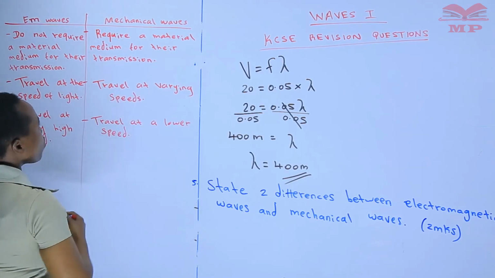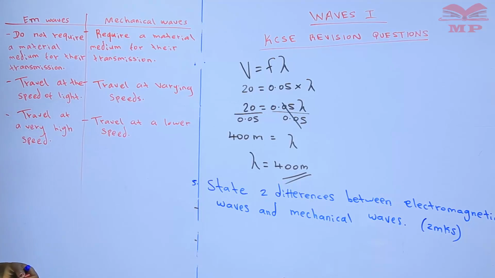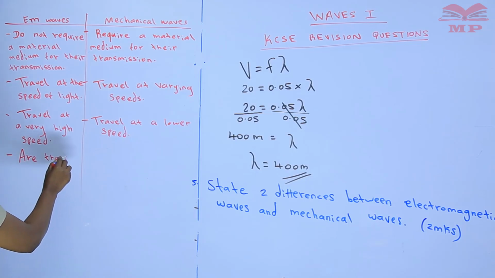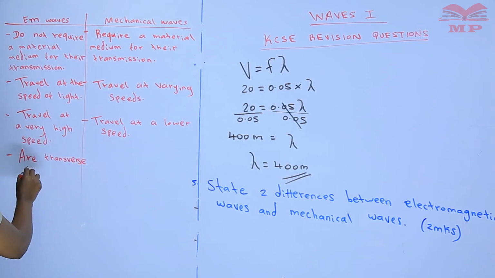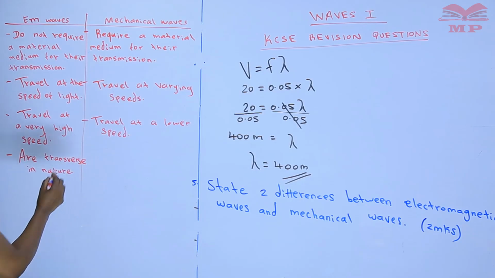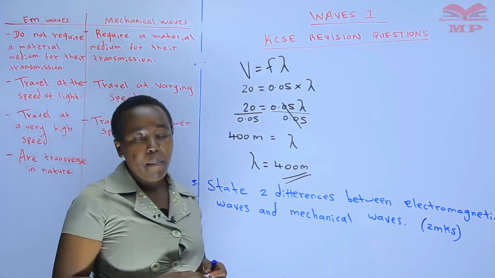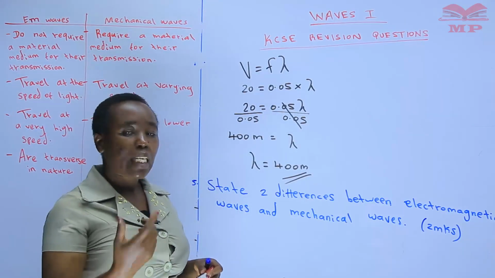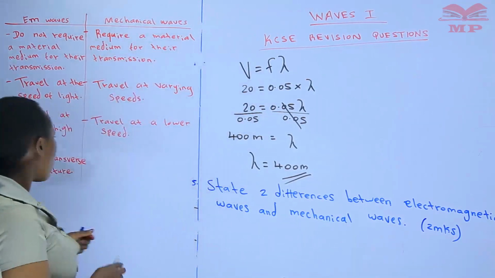So if we compare the two, we can say that electromagnetic waves travel at a higher speed than the mechanical waves. Then we also say that with the electromagnetic waves, all of them are transverse in nature. So we can say electromagnetic waves are transverse. What about the mechanical waves? Mechanical waves can either be transverse or longitudinal.